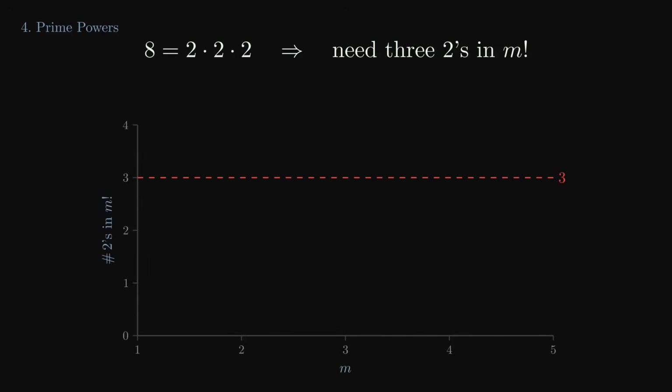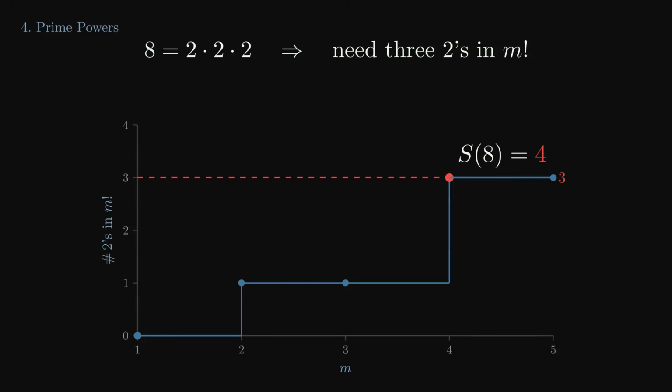Powers like 4, 8, 9, 25. For these we need to count more carefully. Take 8, which is 2 times 2 times 2. To have 8 divide a factorial, the factorial needs 3 factors of 2 inside it. So the real question is how many 2's a factorial contains. Count them. 2 factorial has 1 2. 3 factorial still has just 1, but 4 factorial brings in the number 4, which is itself 2 2's, so the count jumps from 1 straight to 3. 3 factors of 2, exactly what 8 needs.